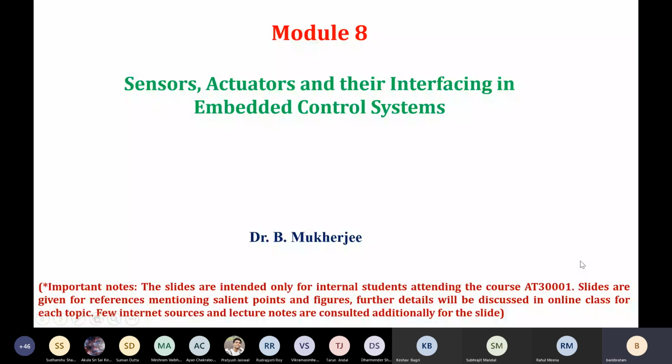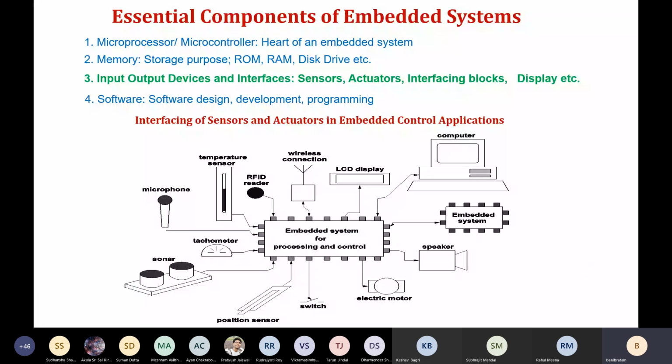Okay, so basically these are the different essential components of the embedded system, under which the microcontroller or microprocessor is the heart of the system. Then we have the memory. Then we have the different input-output interfacing blocks, under which the sensors and actuators will come. And then we have the software, under which the different types of design, development, and programming aspects will come. Right, so you have been acquainted with these essential components.